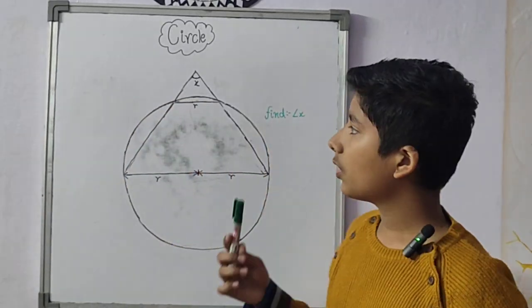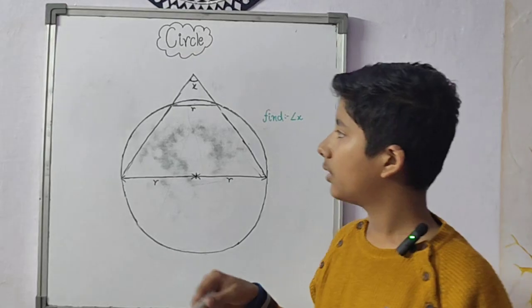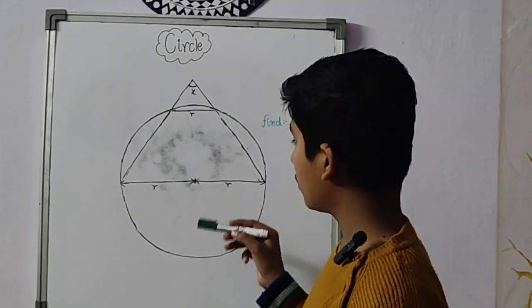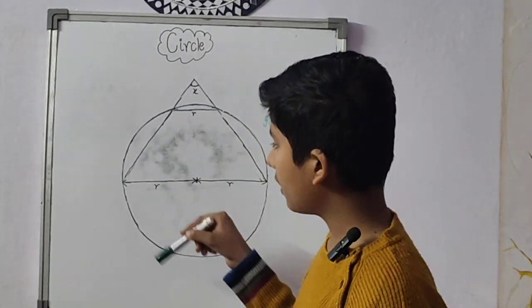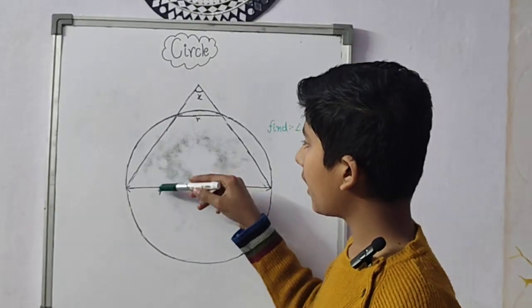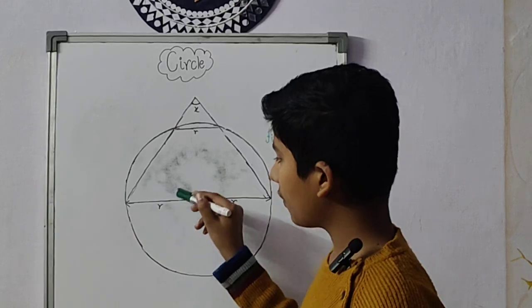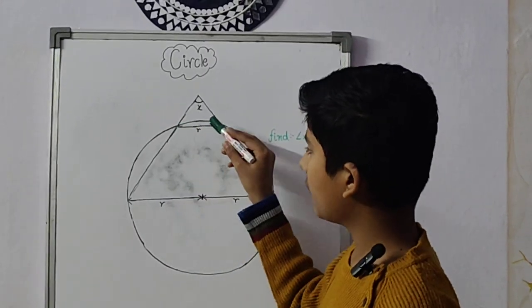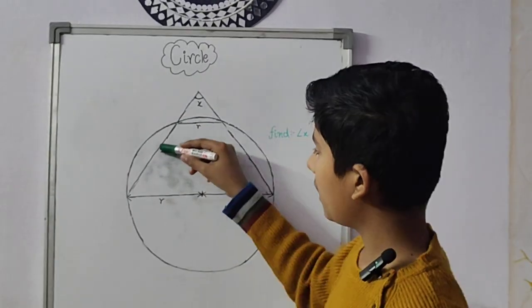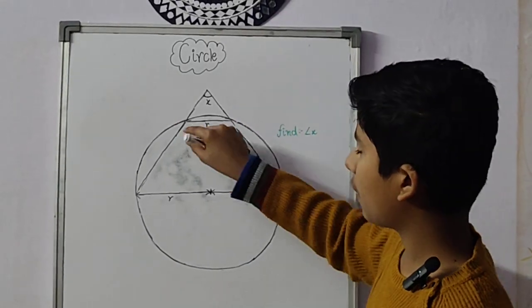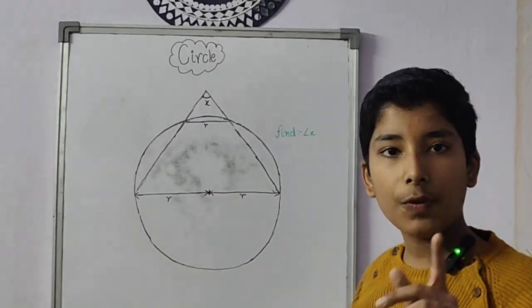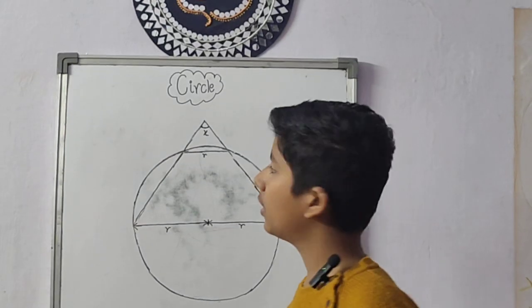Okay. So now let's come to the first question. So this is our first question. It is saying that this is a circle and inside it there is a triangle. So the radius of this circle is equal to this chord which is made when a triangle is crossing the edges of a circle. Okay, understood?